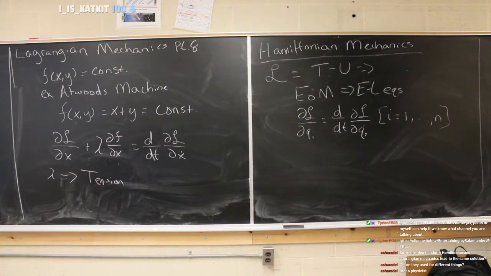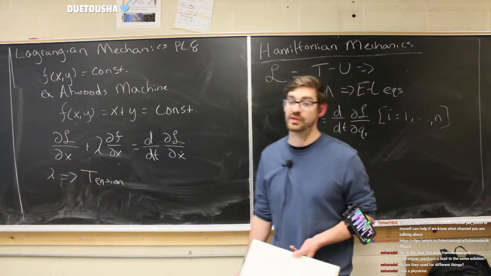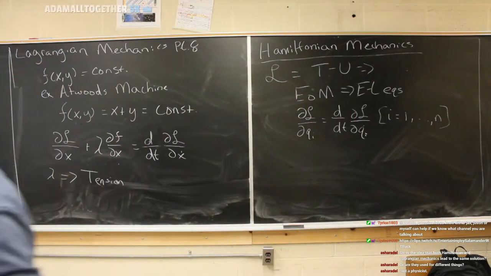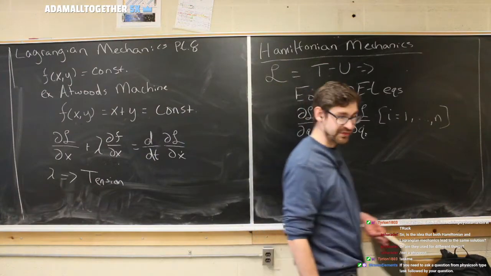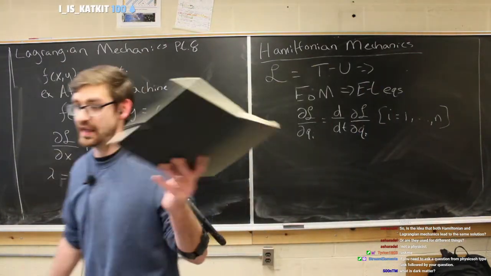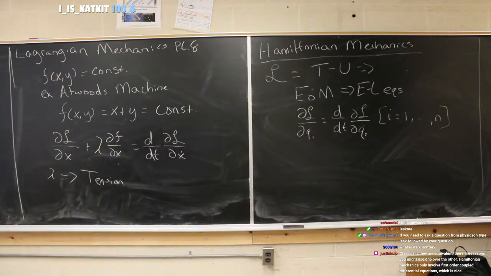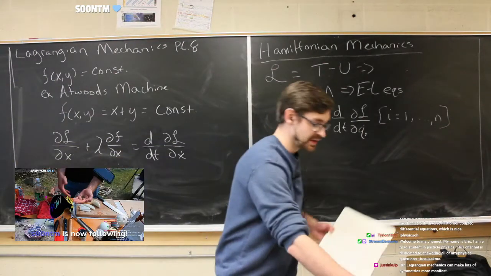So is this the idea that both Hamiltonian and Lagrange mechanics lead to the same solution, or are they used for different things? They can be used for different phenomenological things, but they all derive out of the same thing. You can get Newtonian mechanics into Lagrangian mechanics and vice versa, and you can do Lagrange mechanics into Hamiltonian and vice versa, and then you can go back and forth between Newtonian and Hamiltonian mechanics as well. That is what we do with those.